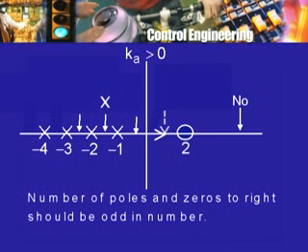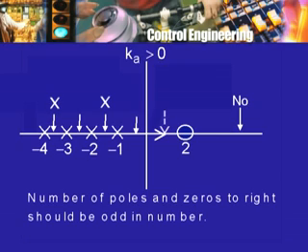Next, this region between -3 and -4, what about it? Is this point on the root locus? Number of poles and zeros to its right, 1, 2, 3, 4. 4 is an even number, so it is not an odd number. So this portion will not belong, or each and every point between -4 and -3 will not belong to the root locus.